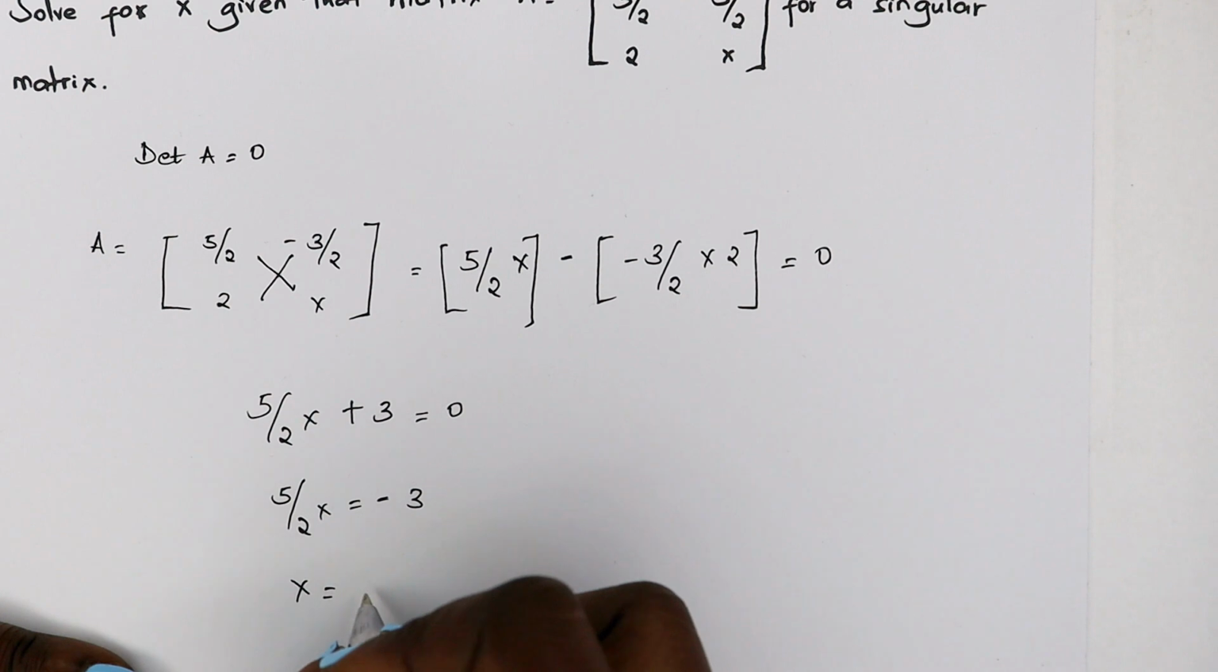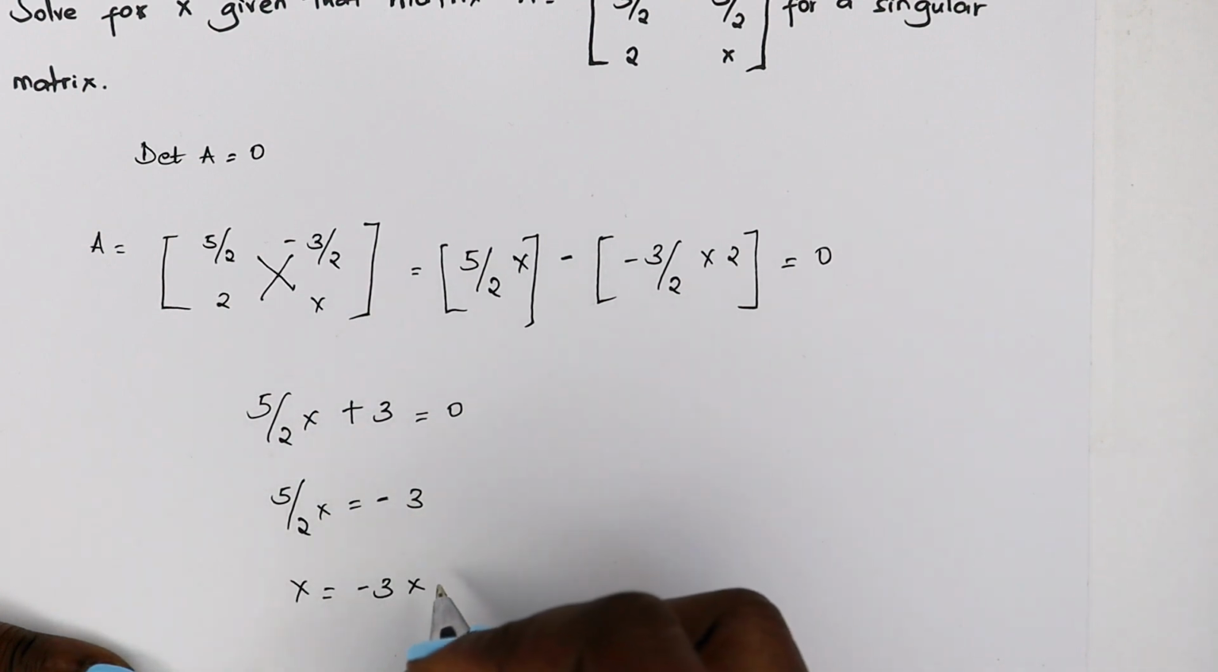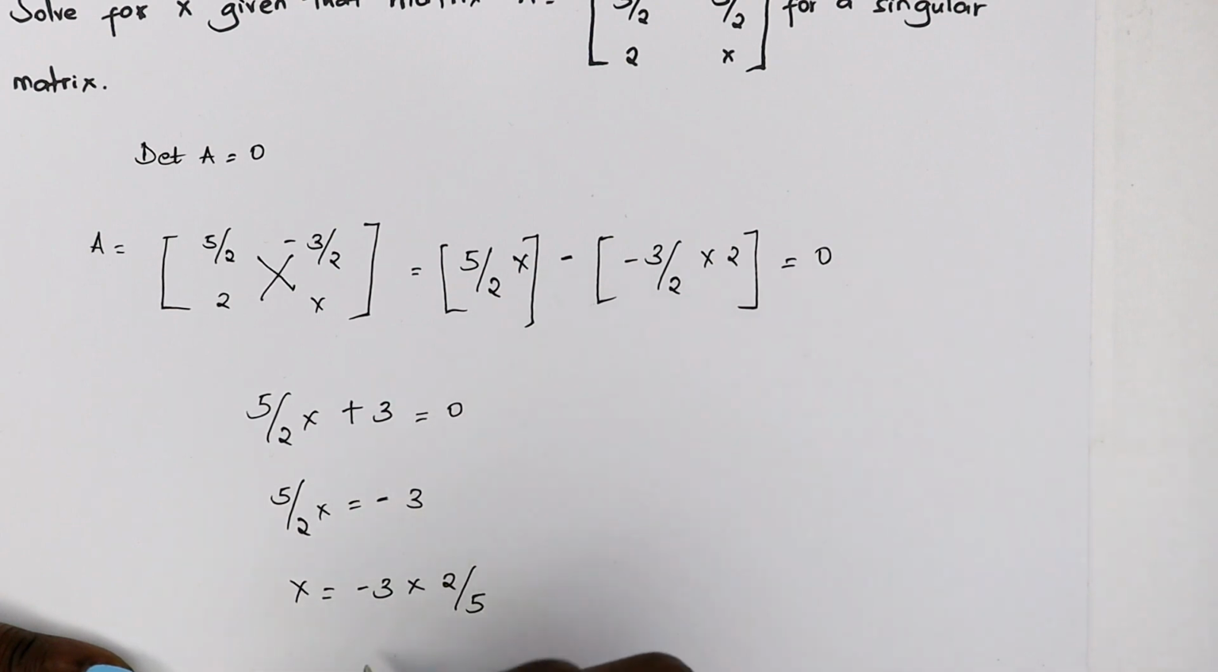So x will be negative 3 times the inverse of the coefficient of x, which is 2 over 5. x will be negative 6 over 5.